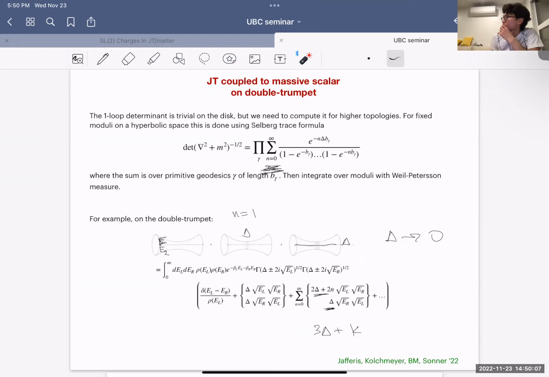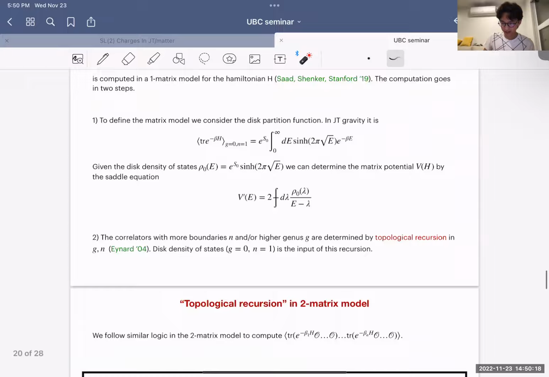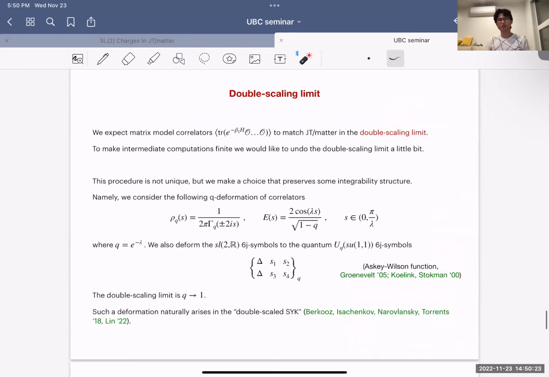Well, there are two ways to look at this. The way we adopt is that you say, okay, I have now some chord diagram rules, now including this Q deformation. I have the same chord diagram rules, but instead of the 6J symbol, I have this Q deformed 6J symbol, and this Q deformed density of states. And you just declare that's your regularization of the model. That's the way I back away from the double scaling limit. In this way, we forget about the fact that it came from double scaled SYK. It's just a way to back away from the double scaling limit where the matrix model is better defined.